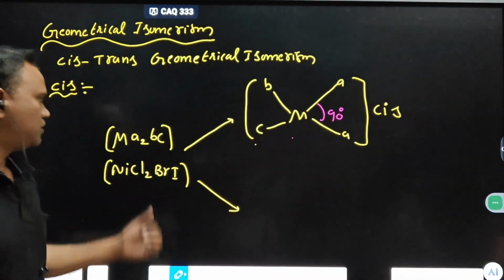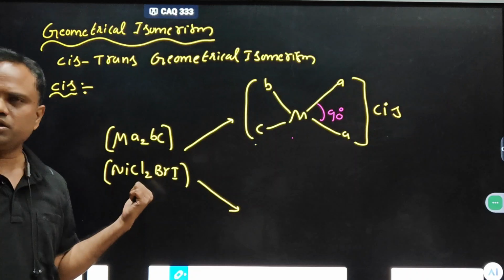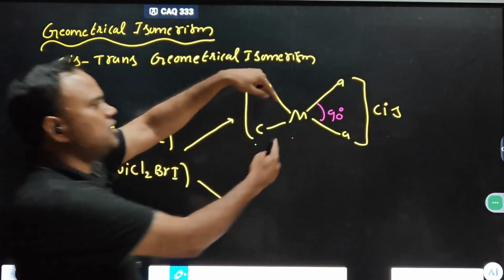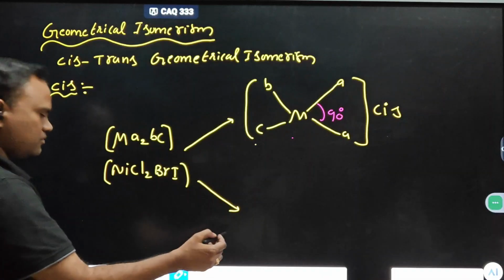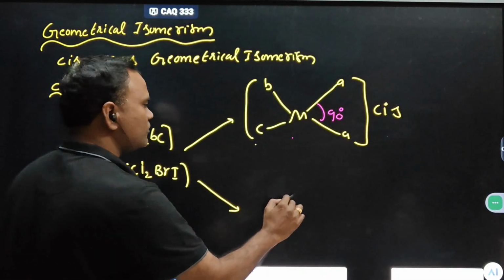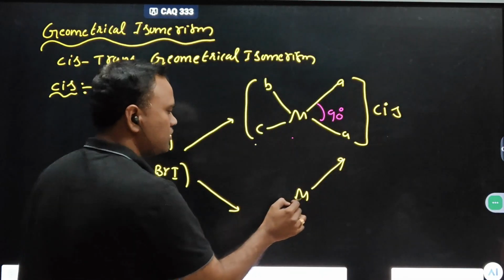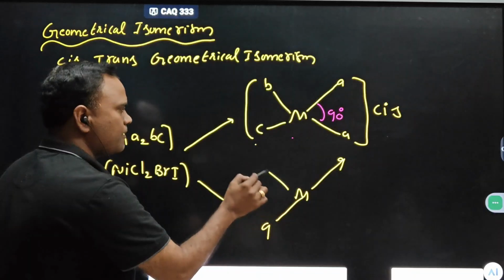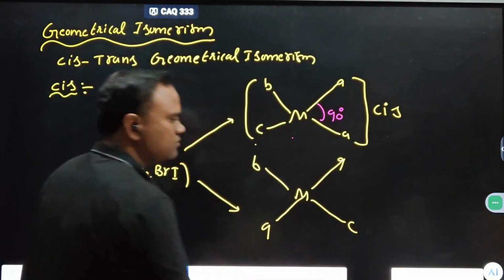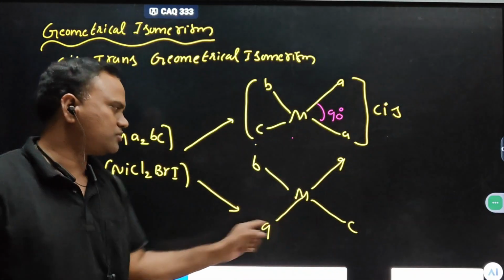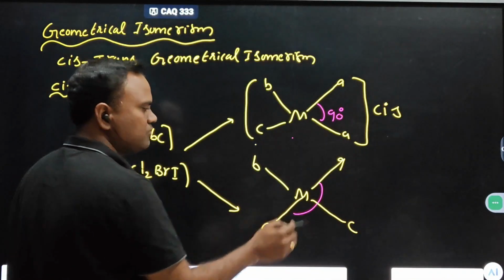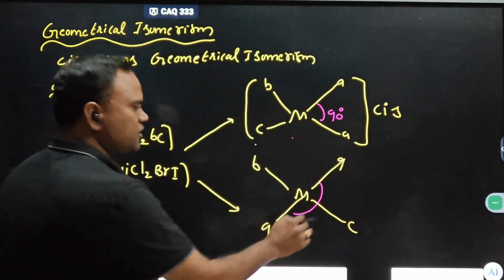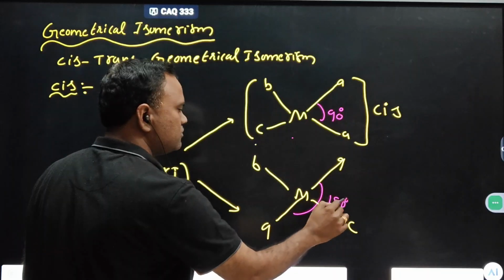Here what is A? Chlorine atoms. Two chlorines are arranged at 90 degrees. Look at this. A, B and C. What is the angle between these two? 180 degrees.